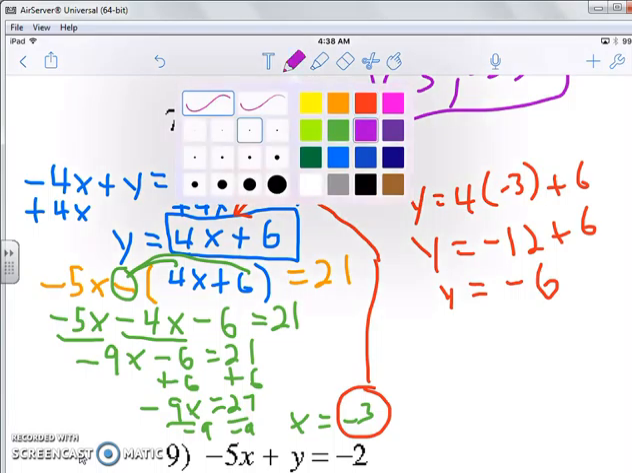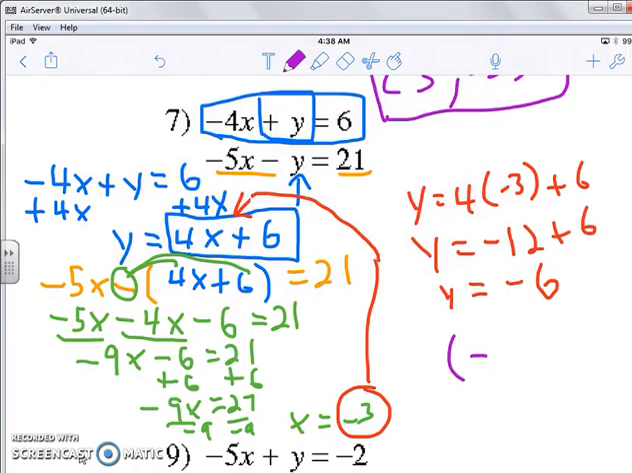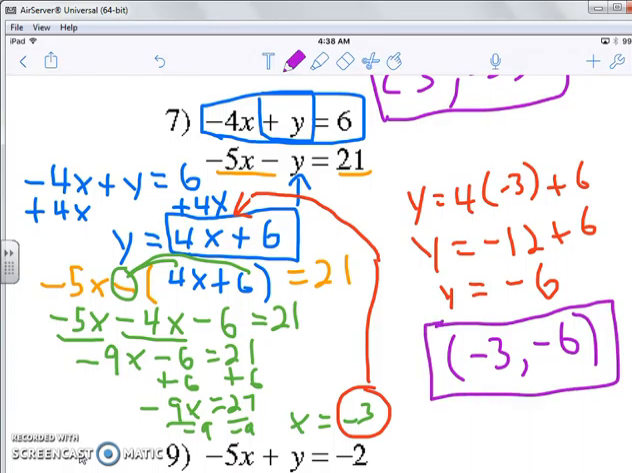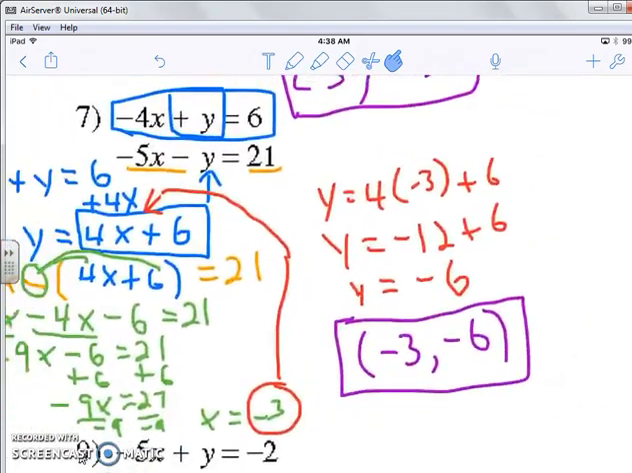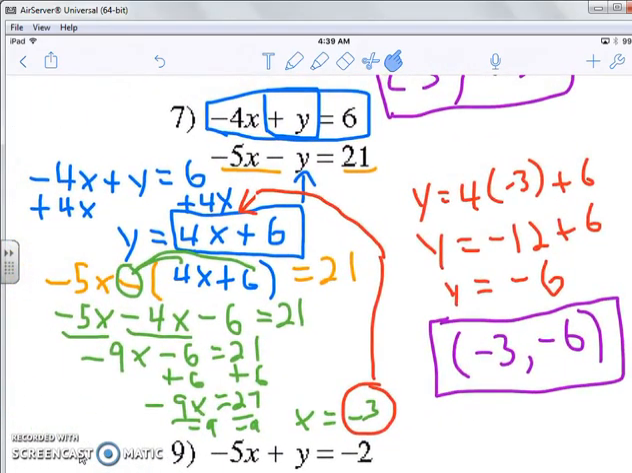So we've got both our numbers. So x is negative 3, y is negative 6. That is our solution. If you were to graph these two lines, they would cross at negative 3 and negative 6. If you need to get caught up, go ahead and pause now, and I will move on.